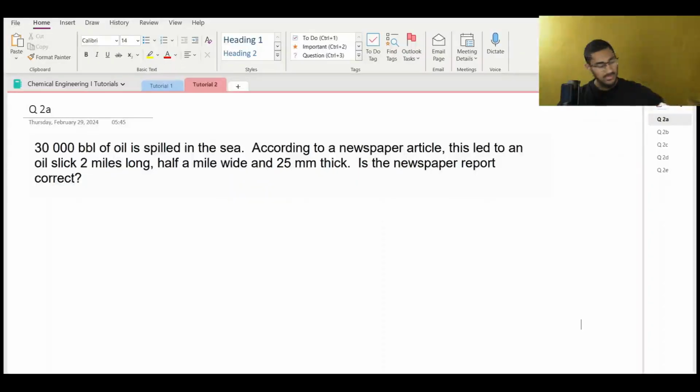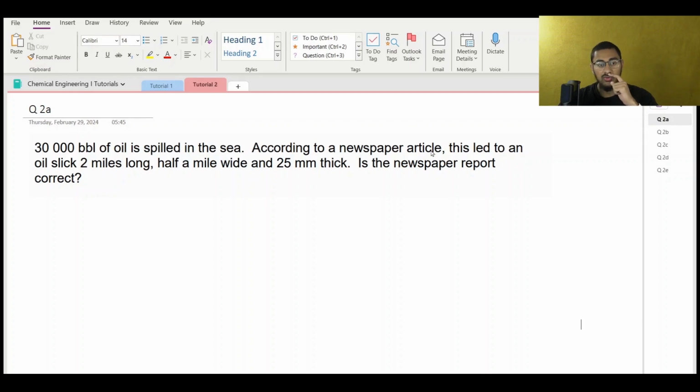All right. Now let's have a look at question 2a. And it is the first question of tutorial 2. So they say to you, we have 30,000 BBL, that's for barrels, of oil spilled into the sea. According to a newspaper article, this led to an oil slick that is 2 miles long, half a mile wide, and 25 millimeters thick. So the question is, is the newspaper report correct?